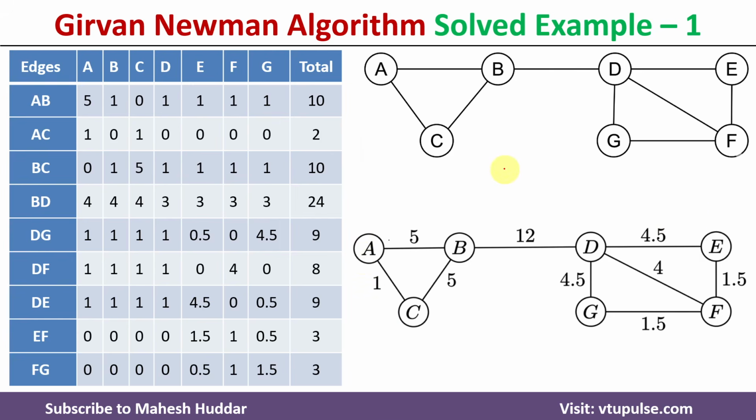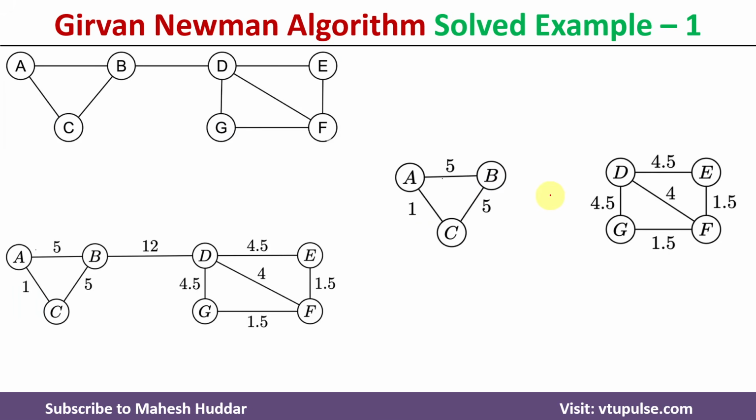So in the next step of the Girvan Newman algorithm, we need to delete the edge which has the highest betweenness score. So here we can see that the edge BD has the highest betweenness score, that is 12. So we need to remove this edge. Once you remove this edge, we will get two communities, that is one is ABC and one more is DEFG. So in the next step of this algorithm, again we need to repeat the steps.